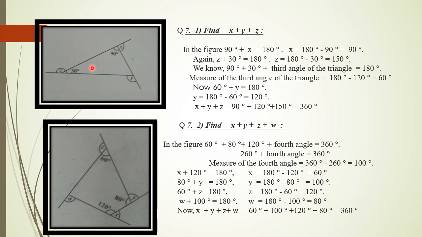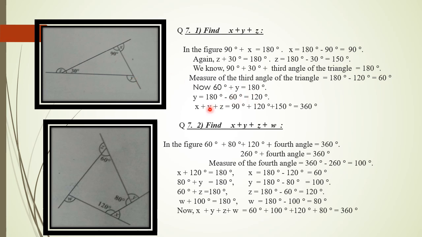90 degree plus 30 degree plus the third angle, which is not given, is equal to 180 degree. So the third angle is equal to 180 minus the sum of the other two angles. 90 plus 30 is equal to 120. So 180 minus 120 is equal to 60 degree. Now this 60 degree and this y angle make a linear pair. Therefore y is equal to 180 minus 60 degree, which is equal to 120.